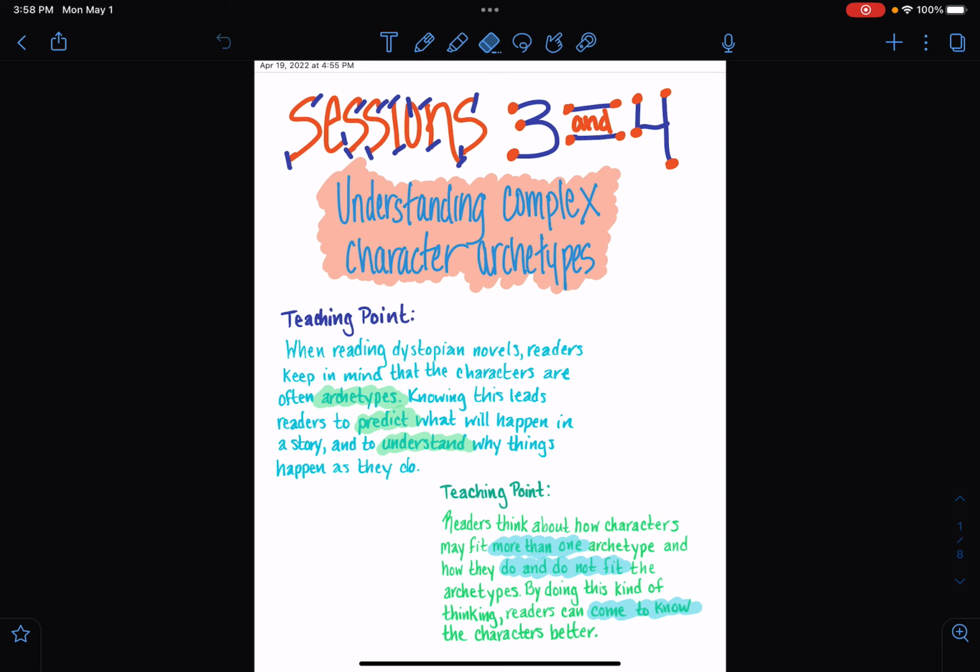All right, so the second one here says, readers think about how characters may fit more than one archetype and how they do and do not fit the archetypes. By doing this kind of thinking, readers can come to know the characters better. So this follows the same type of idea that I was talking about in our session 2 the other day, when we specifically were talking with how a lot of times just the actual thought process of organizing characters into their power rankings and stuff like that.